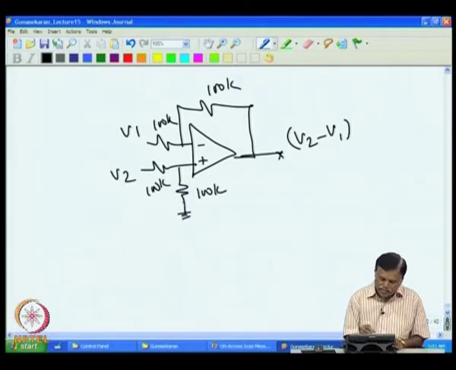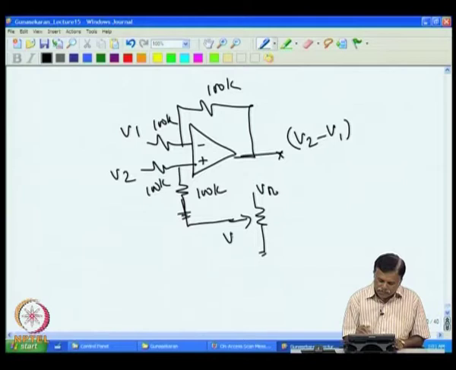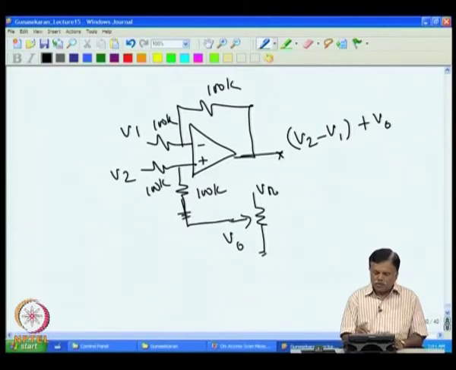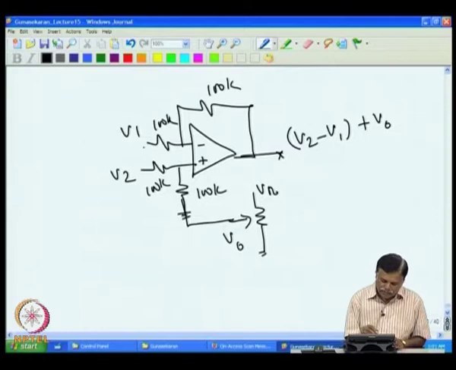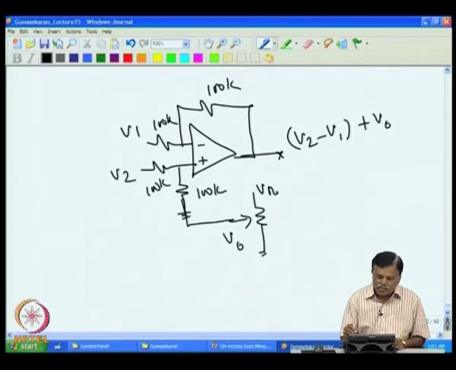Now if I add this here, say for example I put a potentiometer and add the voltage here, if this is V reference and if this is V0, then this V0 comes at the output as it is. So whatever voltage is given here comes as it is without amplifying, and the difference between these two also appears. If I give a gain, then the difference is multiplied by the gain, but this will not be multiplied. This will come as it is. That is the function of this one.